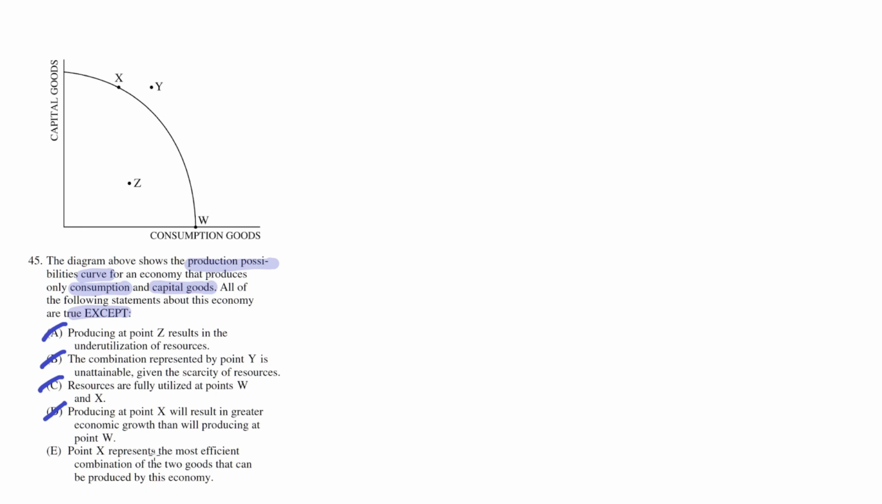E. Point X represents the most efficient combination of the two goods that can be produced by this economy. This is incorrect because any point along this curve represents production of goods at the most efficient level. So point X is not the only point that represents the most efficient production of goods. X and W represent those points. So because E says that X is the only point that is the most efficient use of resources, E is incorrect. So the correct answer is E.